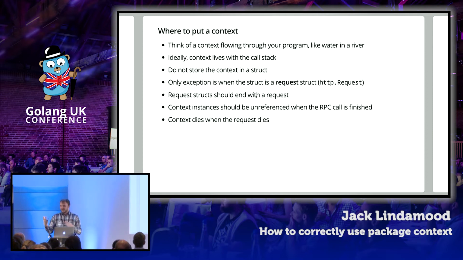The one exception to putting it on the call stack is when you need some kind of request struct, and you're maybe passing that request struct to a channel, or to the http.Request. In that case, it's okay to attach it to a struct instead of having it as a variable that's passed around, but only in that very specific use case of attaching it to a request struct. And your context dies when your request dies. They're married together, and until death do they part. The request dies, context dies too.